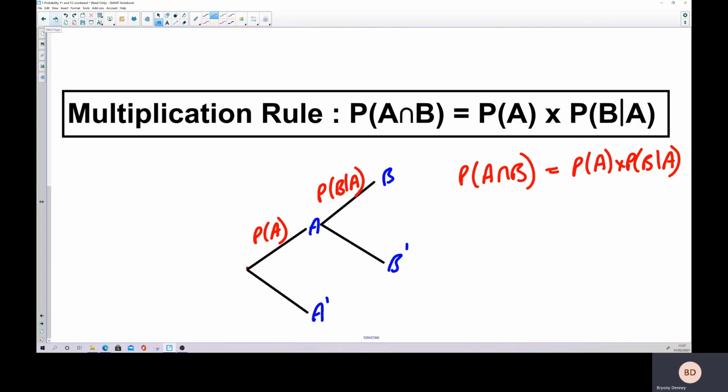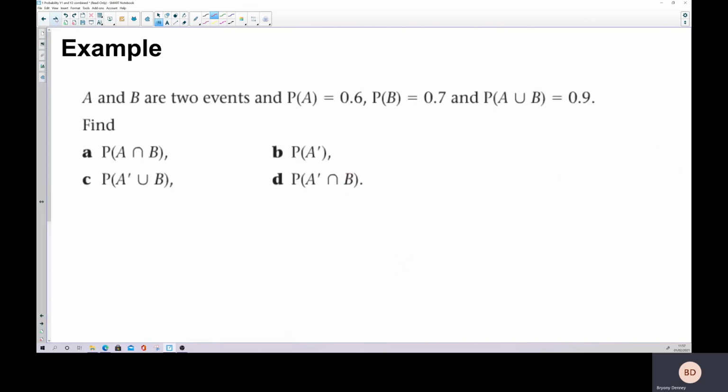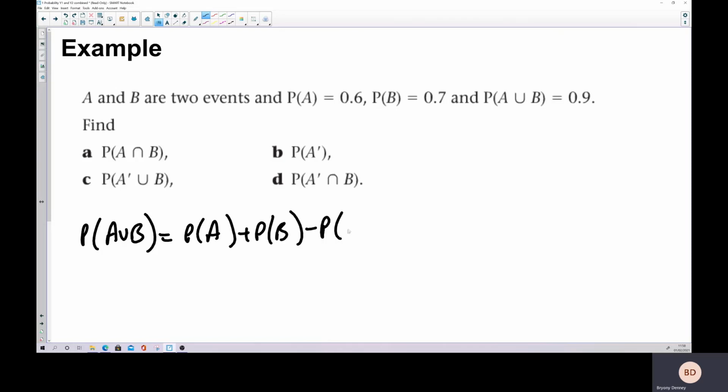Okay, let's answer some questions. Here we've got two events A and B, where the probability of A is 0.6, the probability of B is 0.7, and we have the union as well. And we're trying to work out the intersection. So let's use the addition rule to start with. Just write that down. And we can rearrange this for the intersection.